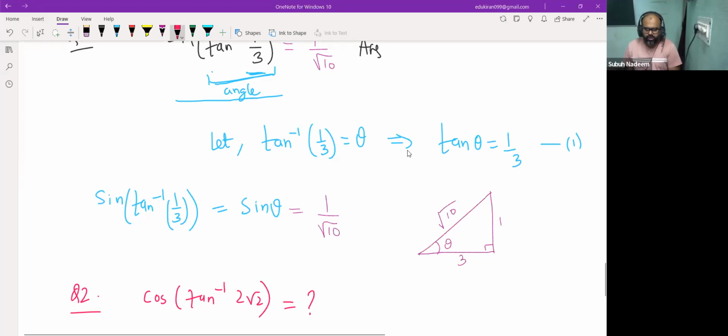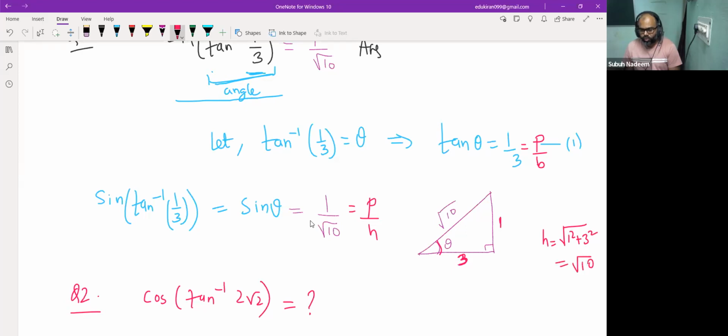Mohammad Sharif is asking, how did we get 1 by root 10? Because sine theta is perpendicular upon hypotenuse. Tan theta is perpendicular by base. So if tan theta is given as 1 by 3, we can say that perpendicular is 1 and base is 3, and this is the angle theta. Now we know that hypotenuse is equal to root over p square plus b square, so we get it as root 10. Now sine theta is perpendicular by hypotenuse, so it will be 1 by root over 10. Because this will be the hypotenuse, this will be the perpendicular, this will be the base.